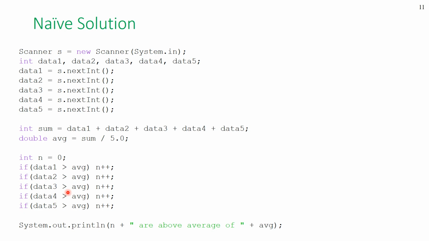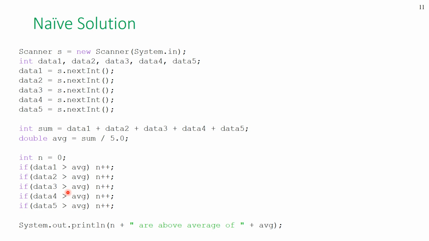Well, now I need to look at data 2, data 3, data 4, data 5. So I have 5 if statements. At the end, system.out.println, n, whatever my counter is, n of those values are above the average that I calculated, AVG. Okay. Well, we made it work. And we don't have like the shadow of an array in this program. So we can do without arrays, right?